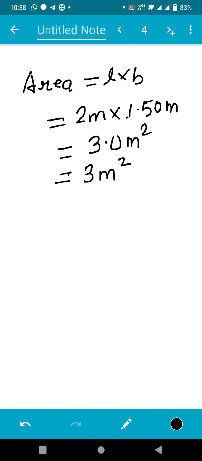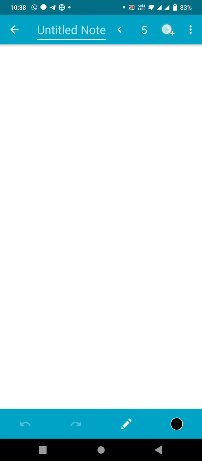Now let's move on to question number 7, students. So what we have in question number 7? Now you see, our room is 4 meter long and 3 meter 50 centimeter wide. Fine. So again the dimension of the room is given. So what we have to find out? We have to find out how many square meters of carpet is needed to cover the floor of the area. So we have to find the area of the floor, and that would be the area of the carpet only.